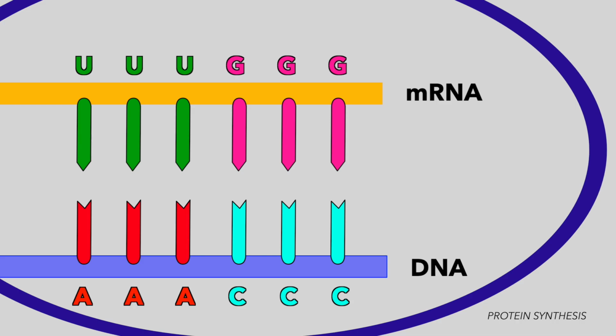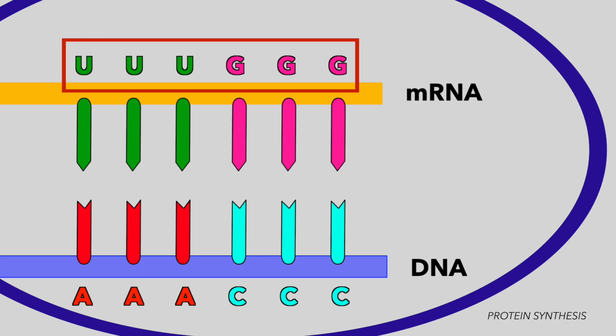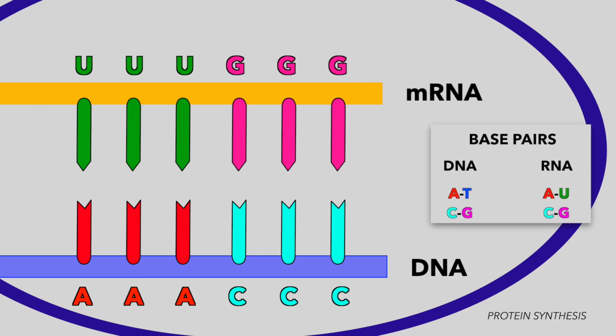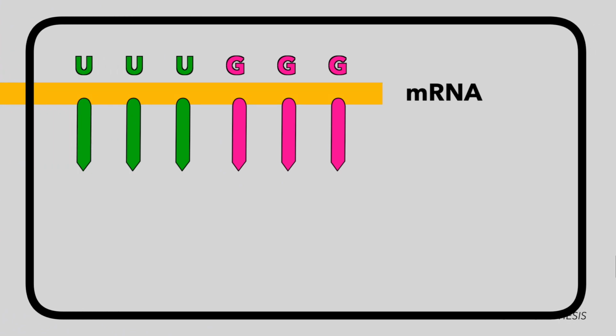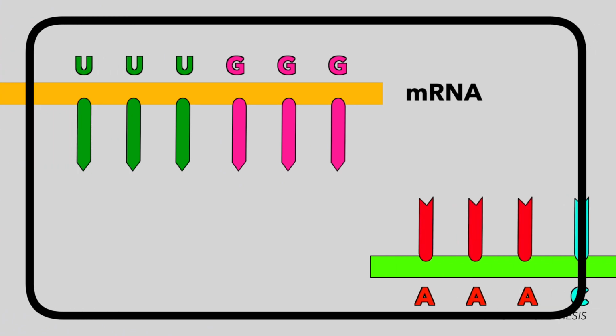For example, on the screen, our gene segment is AAA-CCC, so the mRNA copy is UUU-GGG. This is because A pairs with U and C pairs with G since there is no T in RNA. Refer to the base pair chart on the right of the screen and your notes to know how the bases pair to each other.